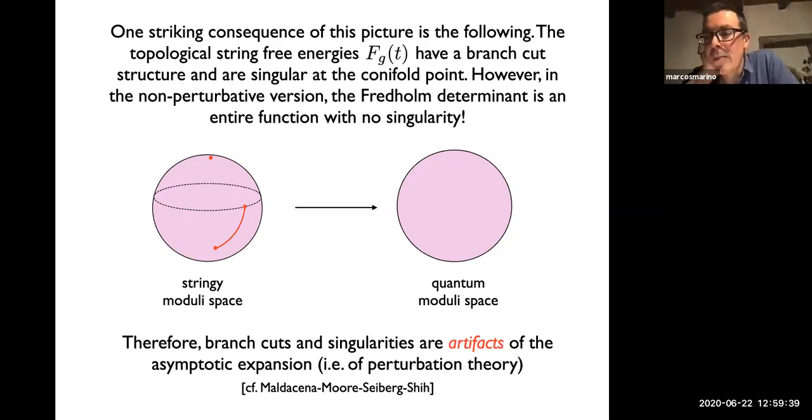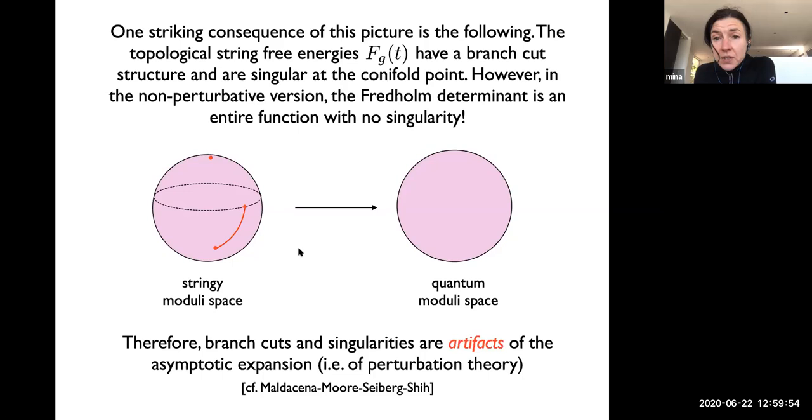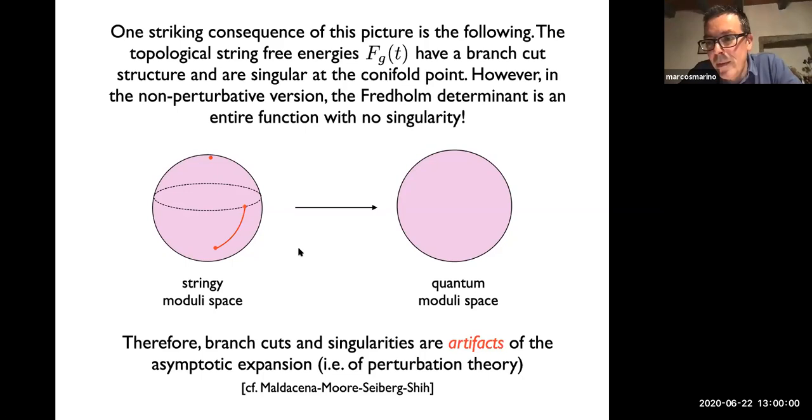When you say it has no singularities, does it have sequences of poles? No. Actually, it's very surprising how this cures, for example, the conical singularity. The conical singularity completely disappears in this Fredholm determinant. So there are no poles either. No. Nothing. Yeah, but of course I have to say something.